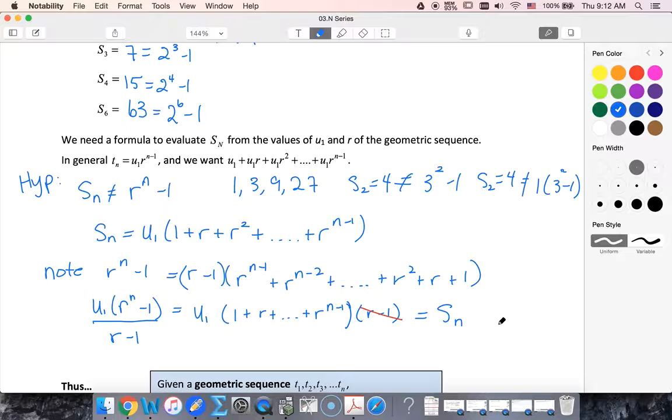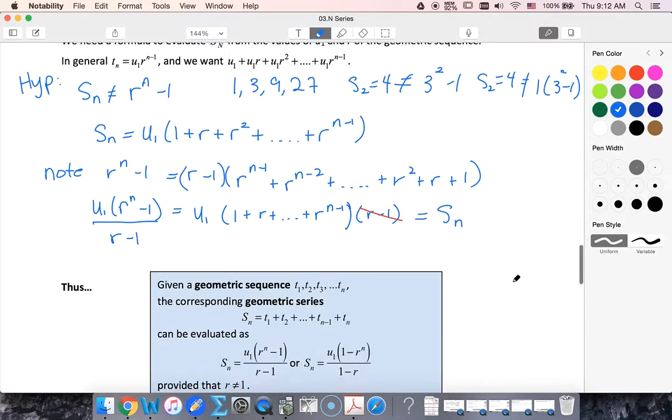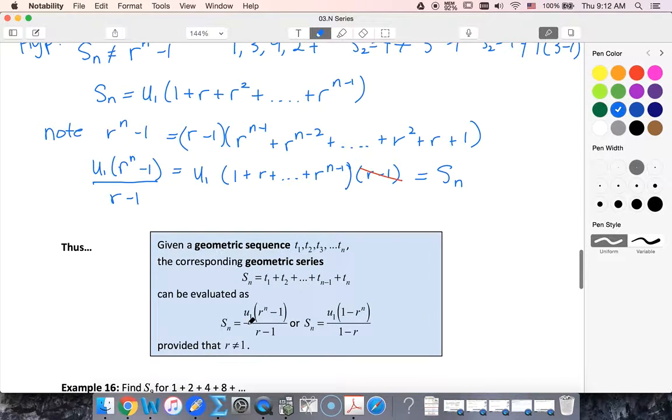So for a geometric series, I end up with the formula u1 times r to the n minus 1 over r minus 1, or if r is negative or a fraction, then I tend to write it in this form. These are absolutely equivalent. You can use either one. The only caveat is that r cannot be 1 because of course we can't divide by 0.